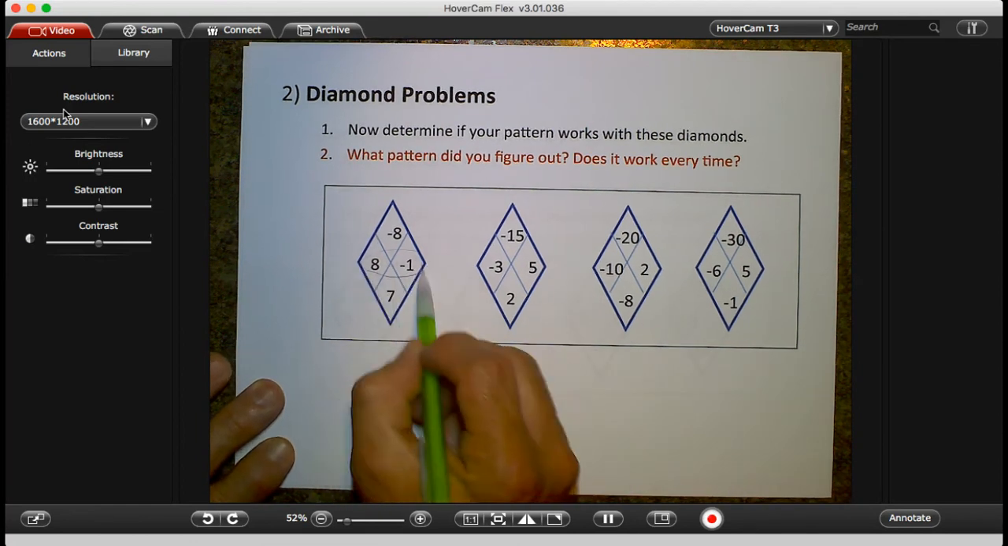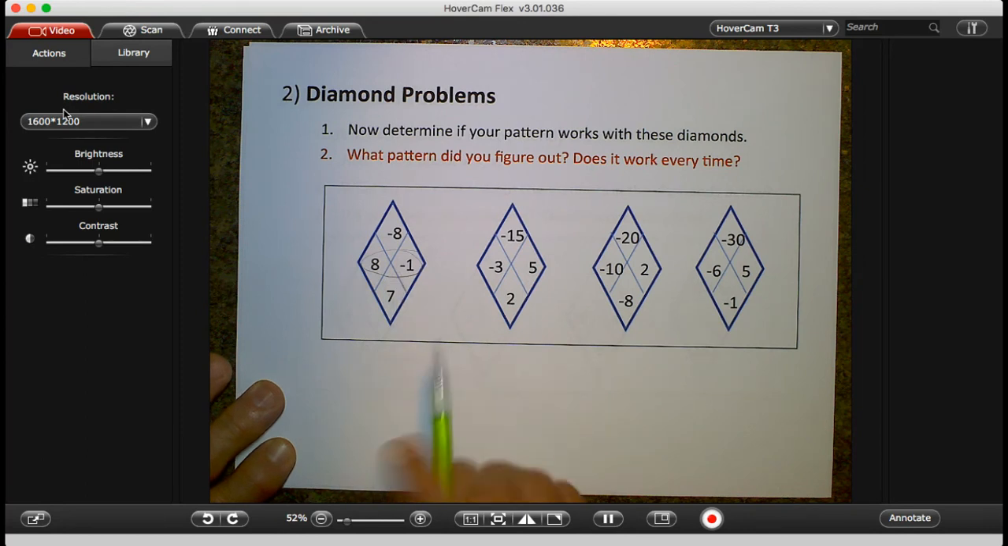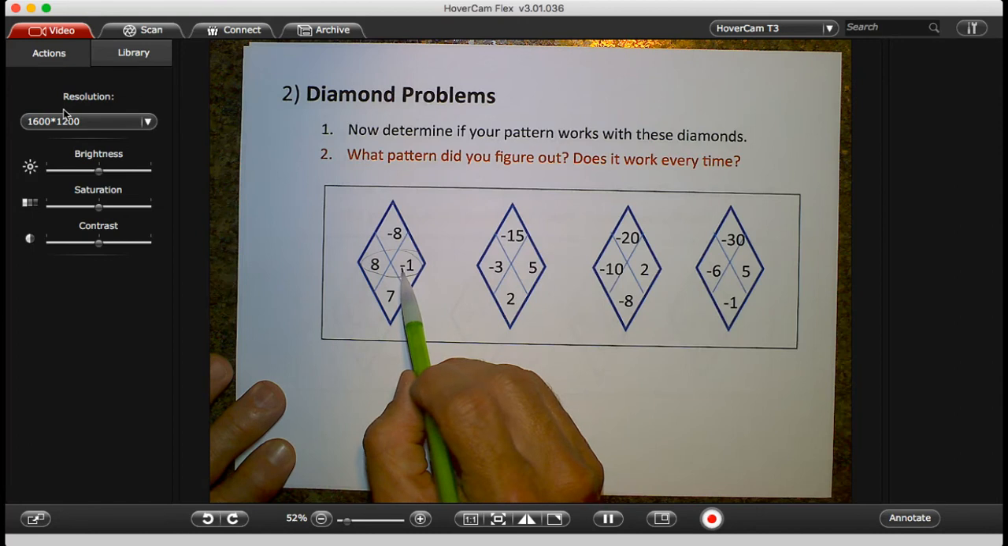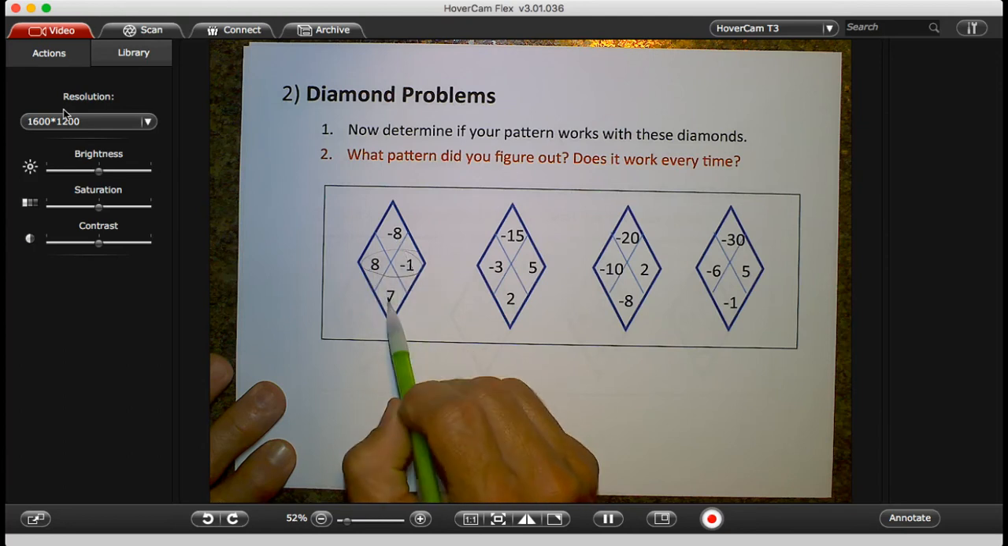So in this situation, what's different between the first set of 4 and the second set of 4 is that we've got a negative number here. So 8 times a negative 1 would be negative 8, because a positive times a negative is a negative. 8 minus 1 is 7, so it does work.